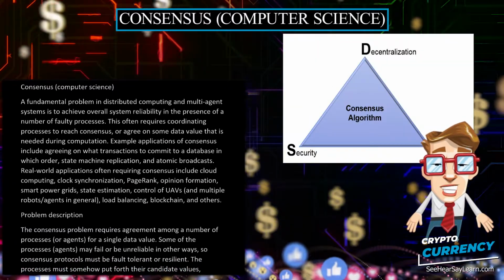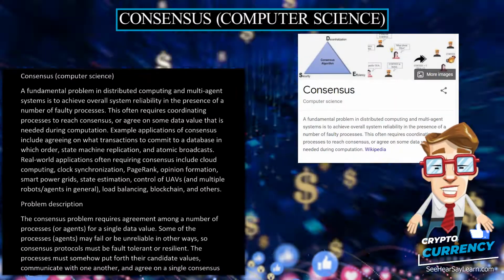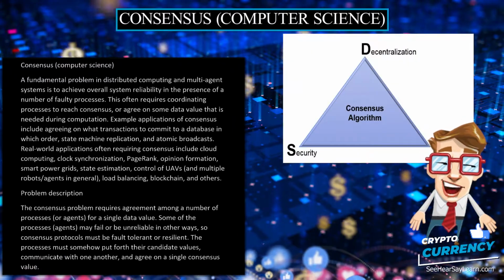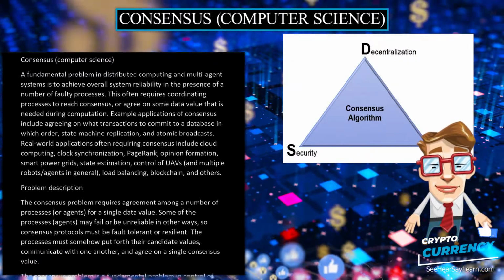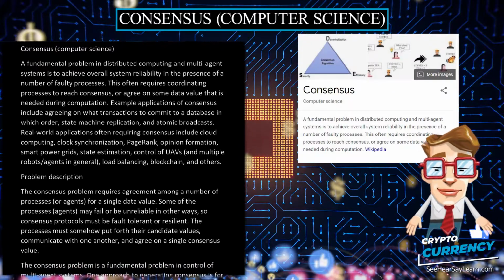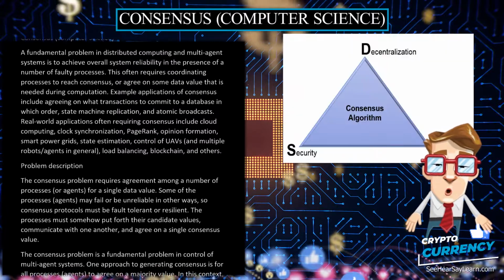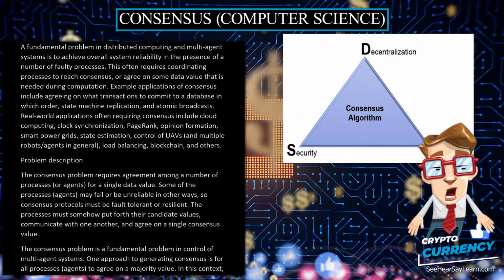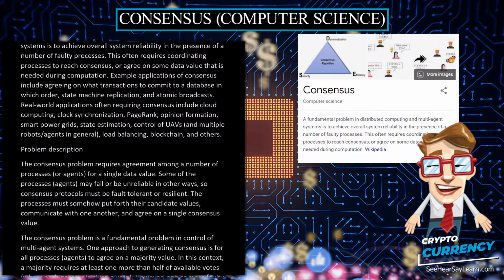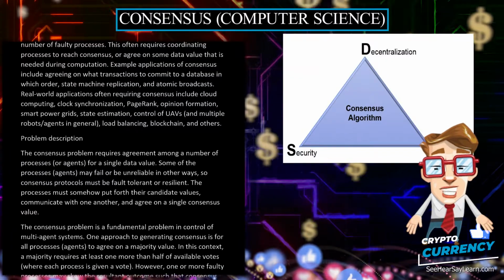This often requires coordinating processes to reach consensus, or agree on some data value that is needed during computation. Example applications of consensus include agreeing on what transactions to commit to a database in which order, state machine replication, and atomic broadcasts. Real-world applications often requiring consensus include cloud computing, clock synchronization, PageRank, opinion formation, smart power grids, state estimation, control of UAVs, and multiple robots/agents in general, load balancing, blockchain, and others.